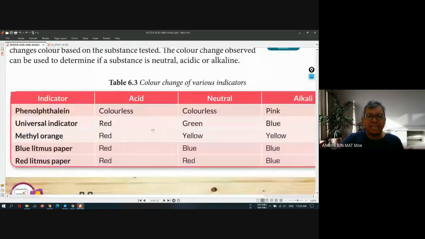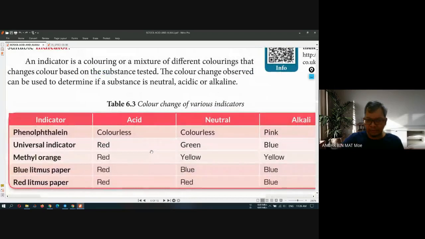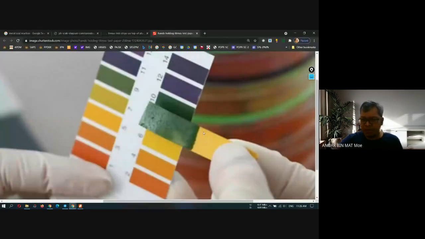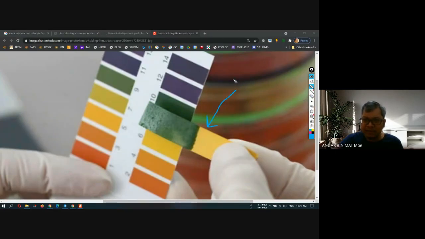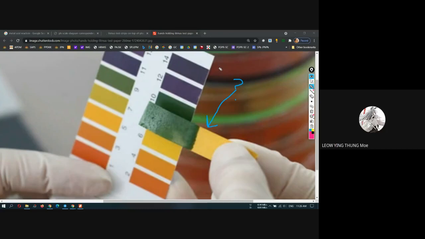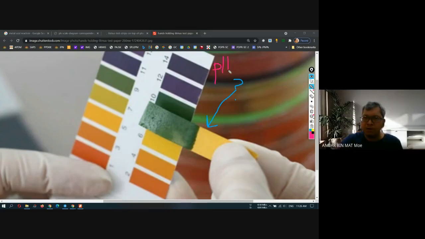And then the indicator. What I showed you earlier, I showed you only one indicator, right? What is the name of this indicator? We call it pH paper. pH paper. Very good. This is only one indicator.